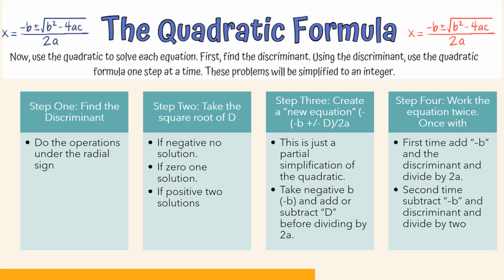Then step 3, we're going to create a new equation. Really, by a new equation, we're going to simplify the quadratic formula down to something that's a little bit easier to deal with. To do that, we're going to take negative b and add or subtract the square root of d. Then we'll divide that answer by 2a, or 2 times a. And finally, step 4, we're going to work the equation twice. The first time we're adding the square root of the discriminant to negative b. The second time, we're subtracting it.